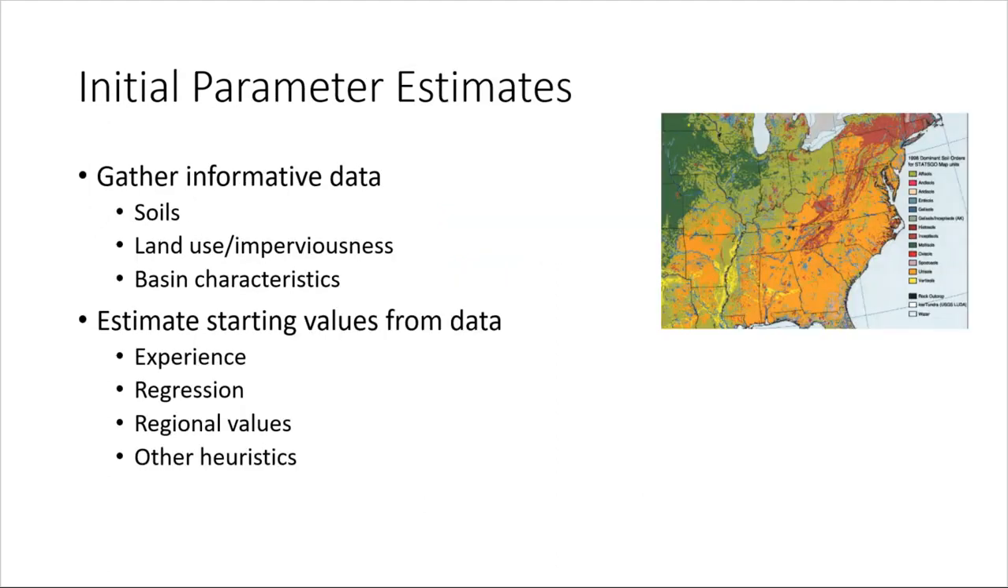HMS does not provide default values for model parameters. It is up to the user to provide reasonable starting values. Experienced modelers can draw on knowledge of similar models to choose reasonable starting parameters. Models for similar watersheds may have similar parameters, and parameter values from previous model calibrations may provide good starting points. Data-driven approaches use physical information to estimate model parameter values. Typically, these estimates are driven by data such as soil surveys, land use, land cover, and imperviousness data, basin physical characteristics, and so on.